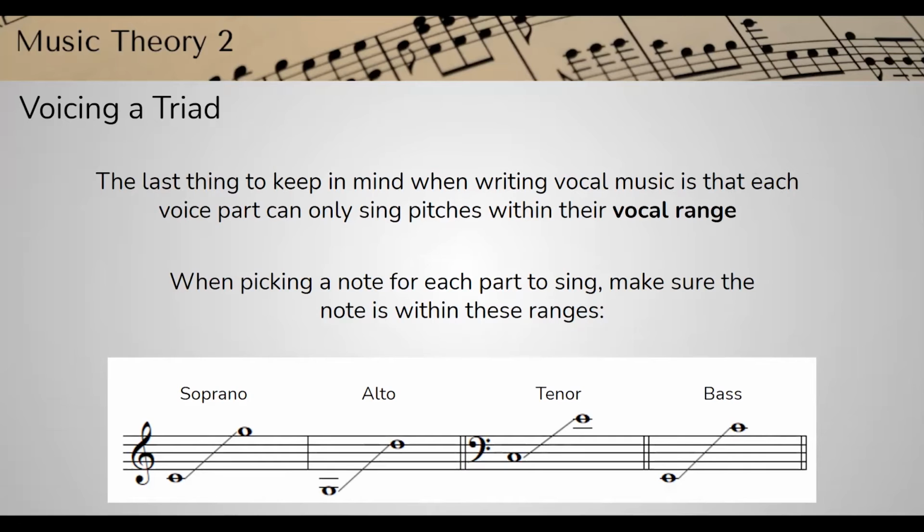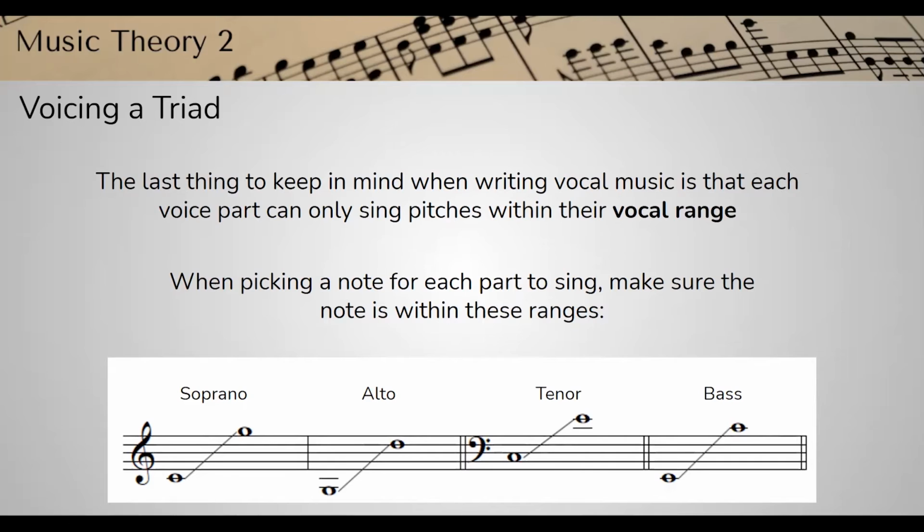So we would say that these are very conservative estimates for ranges, and everybody has a different voice, but these are kind of the averages that people can get to. So it's best to kind of stick with these. Now, if you did something like write a high F in a tenor, I wouldn't really get mad about that. If you wrote a low D in the bass, it's fine.